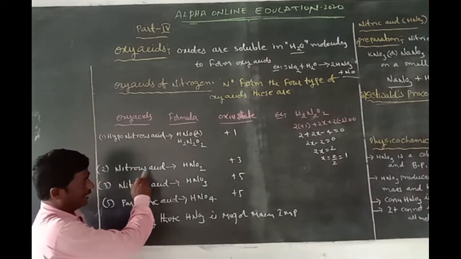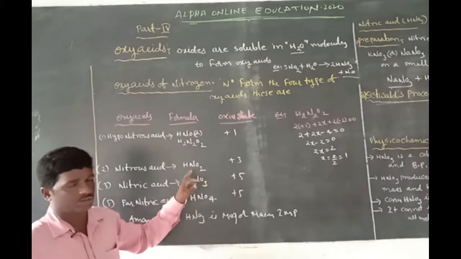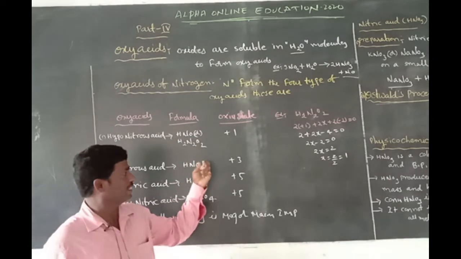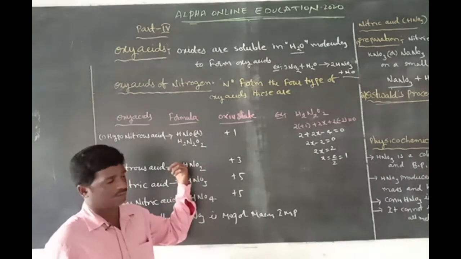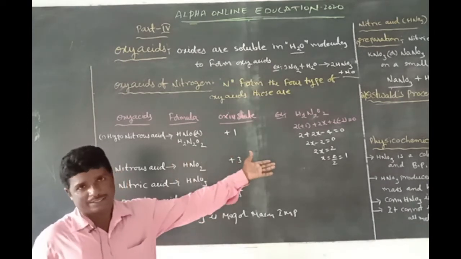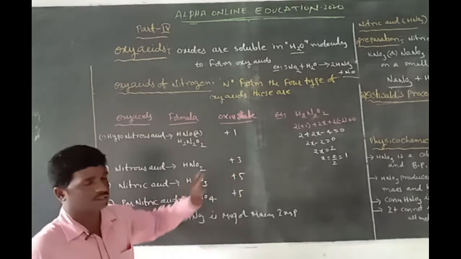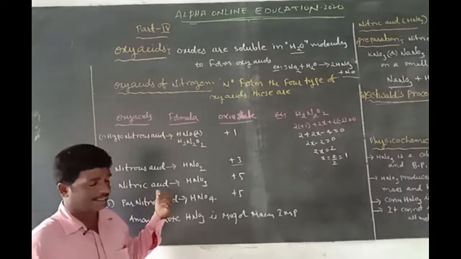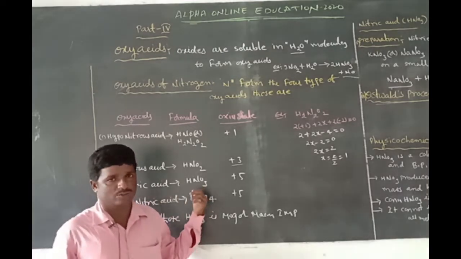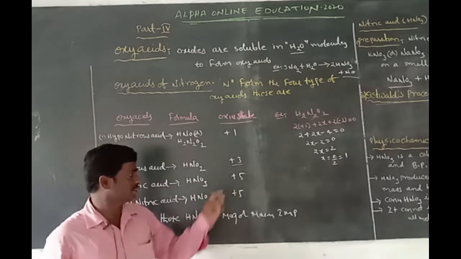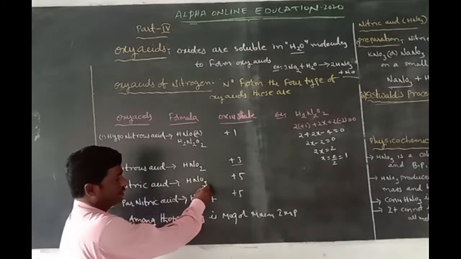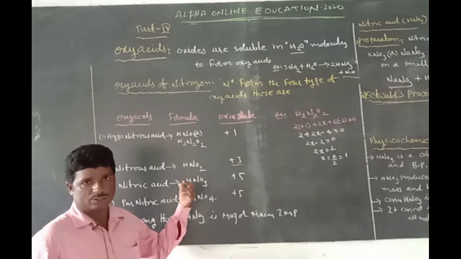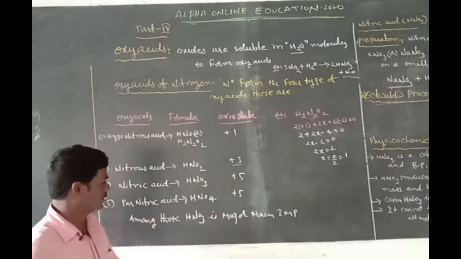The second one is nitrous acid, with the formula HNO2. Hydrogen is +1, and 2 into -2 is -4, so -4 +1 gives -3, which turns to the +3 oxidation state. The third one is nitric acid, with the general formula HNO3. The nitrogen oxidation number is +5: +1, and 3 into -2 is -6, so -6 +1 gives -5, which turns to the +5 oxidation state.